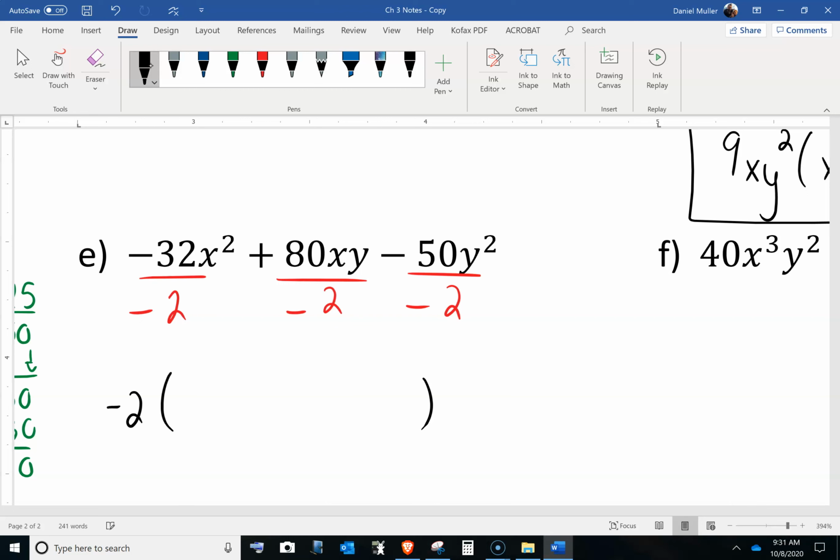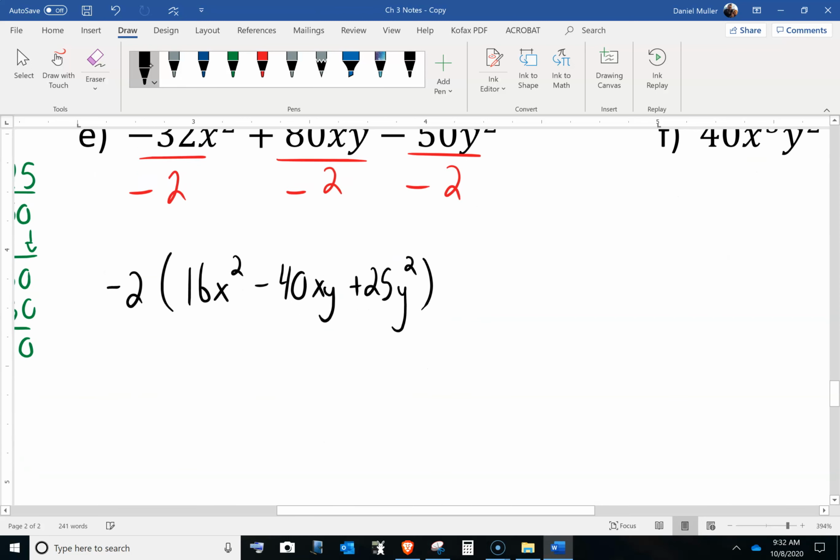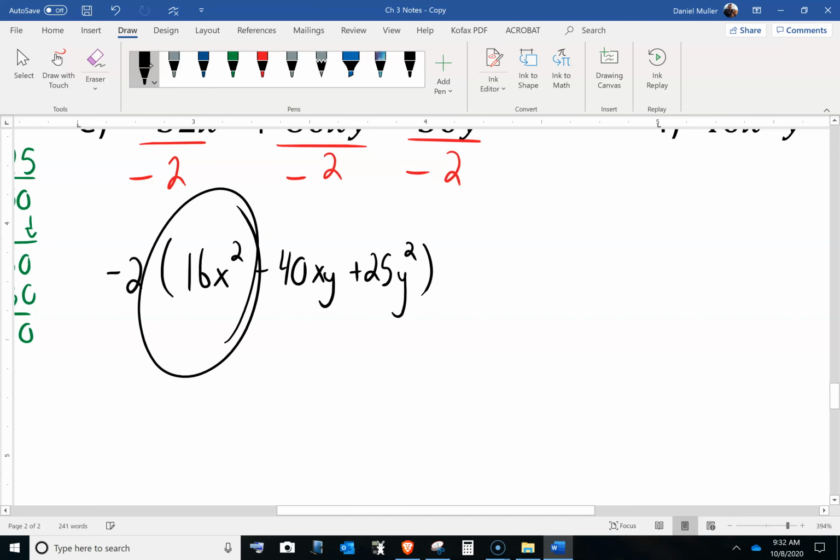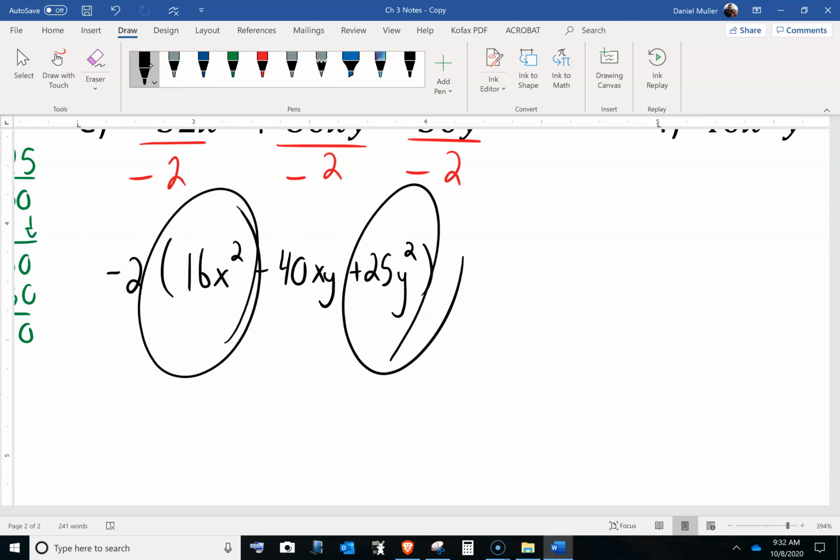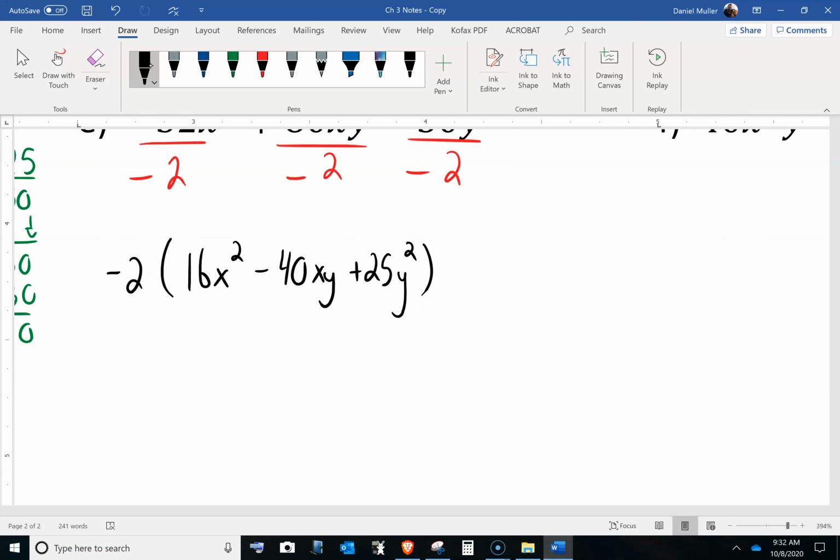-32 divided by -2 is going to be positive 16 with an x squared. 80 divided by -2 would be -40xy. And -50 divided by -2 is a positive 25y squared. Now one thing I do notice is that 16 and 25, my two end numbers, are perfect squares. So 4, 4, 5, 5. So I'm going to start with those and just try it.